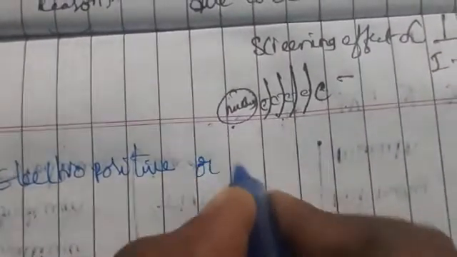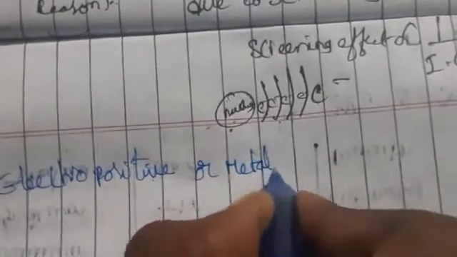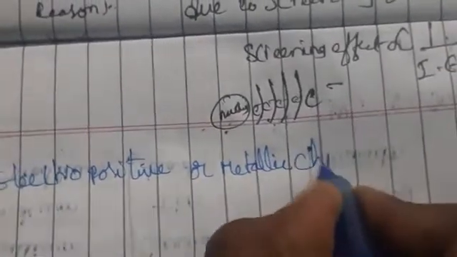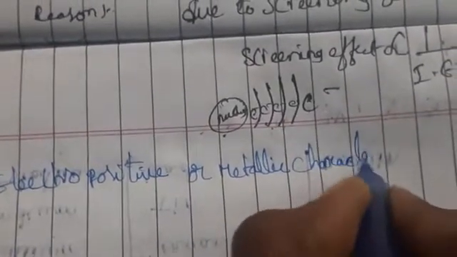Next we will see the third property: electropositive or metallic character.